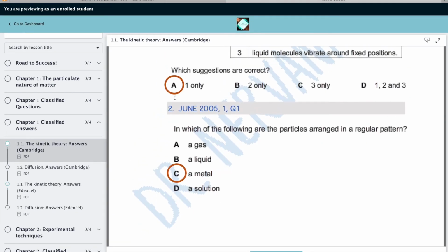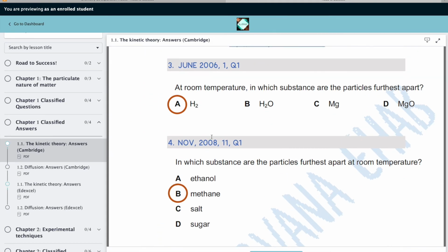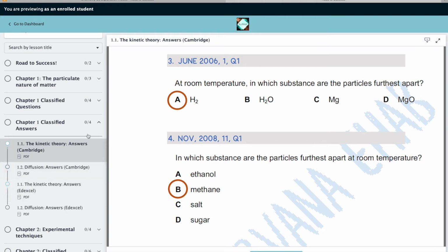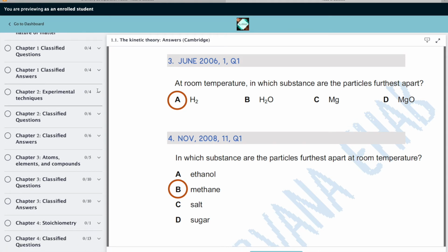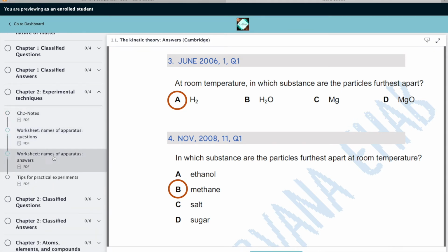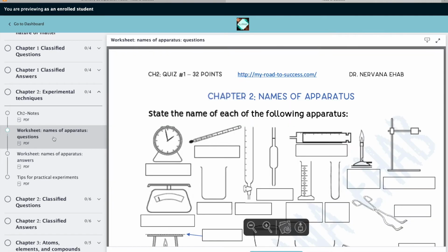So you're going to go to the answers and actually check your work. Question 1 is A, question 2 is C, question 3 is A, and so on. You check your work, all right? So this is chapter 1. When you're done, you're going to be ready to go to chapter 2. Again, in chapter 2, the first one has the notes and the worksheets. There's a worksheet here in chapter 2.